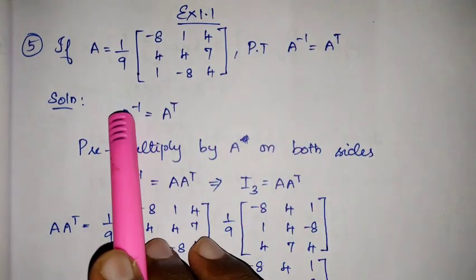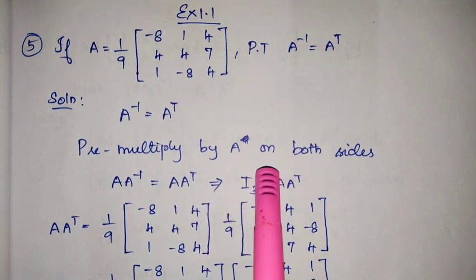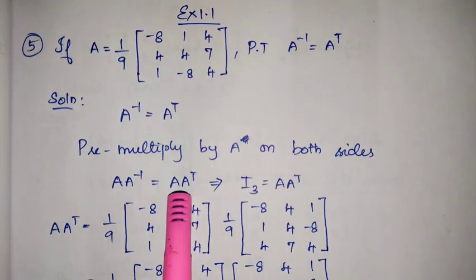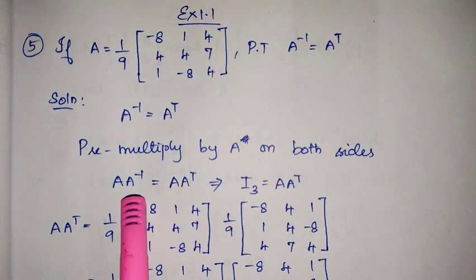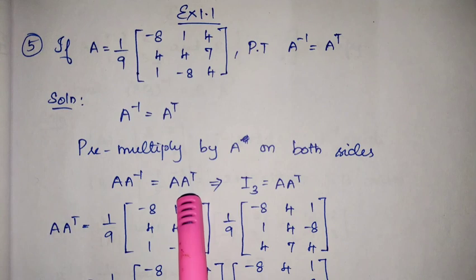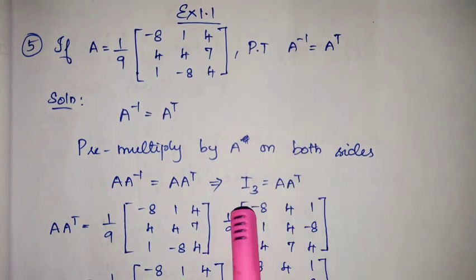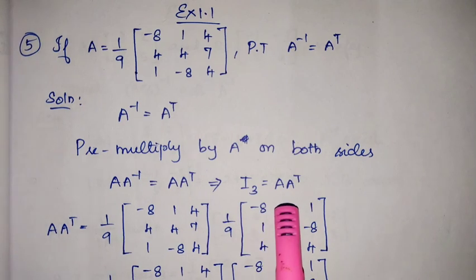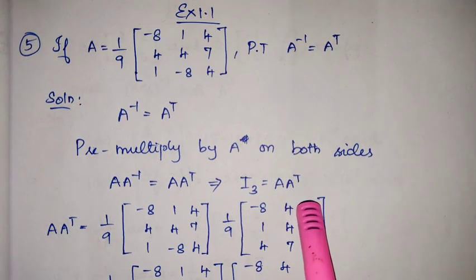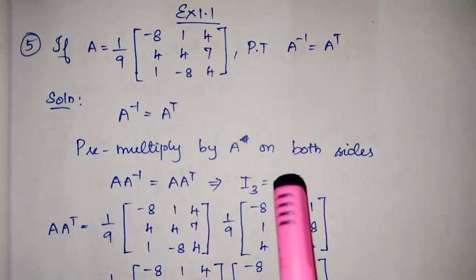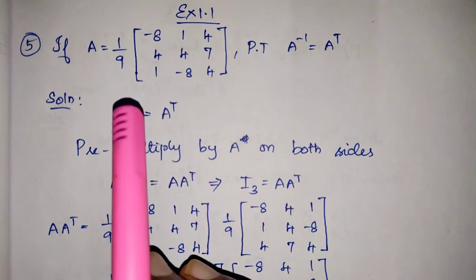So this is the statement. I'm going to pre-multiply by A on both sides. So A into A inverse, A into A transpose. A into A inverse is what? I3. Since it is a 3 by 3 matrix, I put I3. The A into A transpose is as it is. So here it is easy to prove this. That means when you multiply the A matrix with its transpose matrix, you will get what? Unit matrix. So we are extending and proving this.